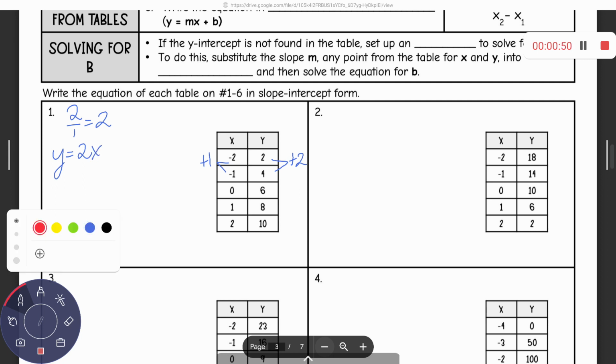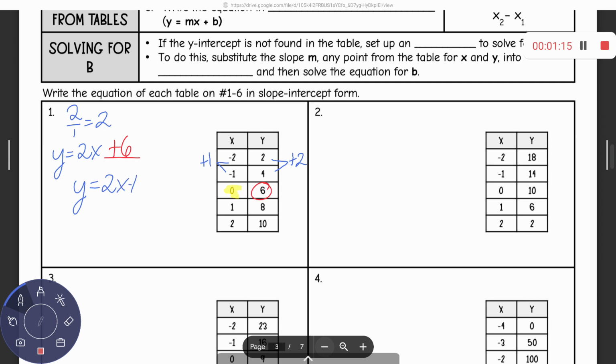And now what we're trying to do is find the back. The way we find the back is you have to look at your x value. So here's the x side, and we're trying to figure out when x is 0. So x is 0 right here. When x is 0, y is 6. That's a positive 6, so this is plus 6. So my equation will be y equals 2x plus 6.